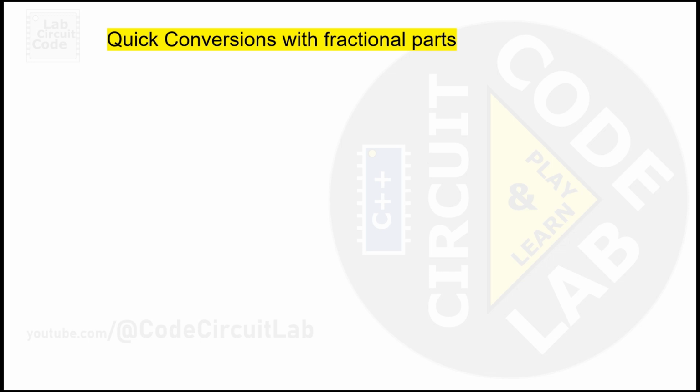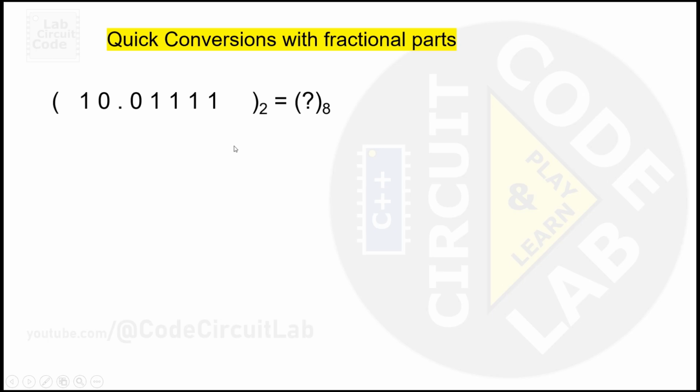Now, quick conversions with fractional parts. For example, we have the number 10.01111 in binary that we want to convert into octal. In the case of fractional parts, when we want to group numbers, we group them from the left side to the right side. In the integer part, we group from the right to the left side. However, in the fractional part, we group from left to the right side.